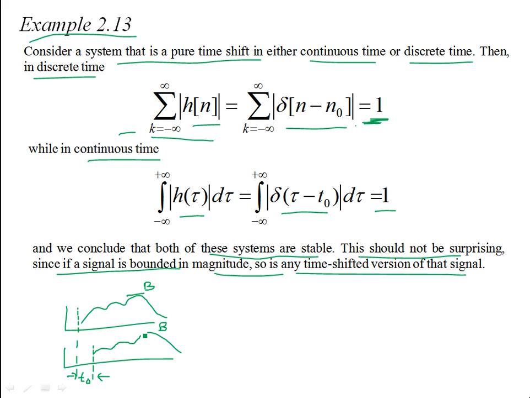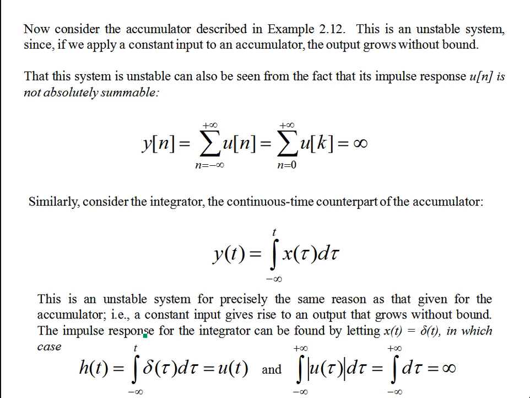The system is just delaying the input, so if the input is bounded, the output has to be bounded. It's a stable system. Again, it follows that a bounded input leads to a bounded output if the system just delays an input by a certain number of samples or by some shift in time. So both in discrete time and continuous time, a system which shifts an input is BIBO stable.